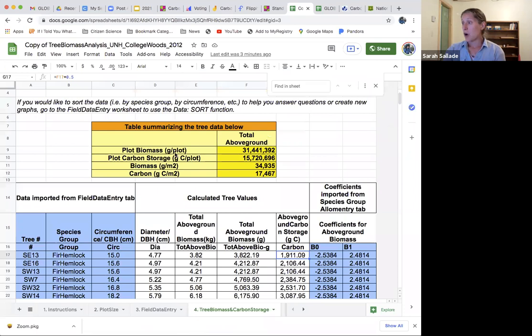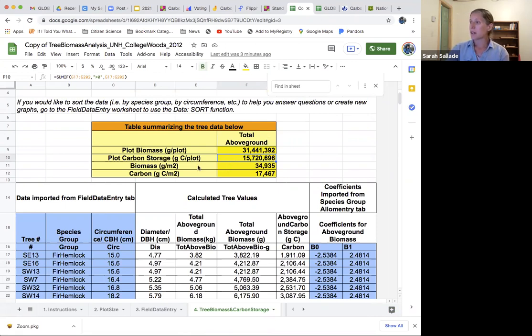And then if you add up all your trees on your plot, you can get your total grams of biomass per plot and your total grams of carbon per plot. So if you were asking a question such as, how does the carbon on my plot compare to emissions in my schoolyard? And there were some students that did that. We might have time to show you that project quickly at the end.